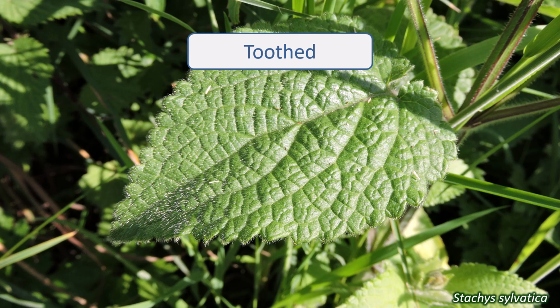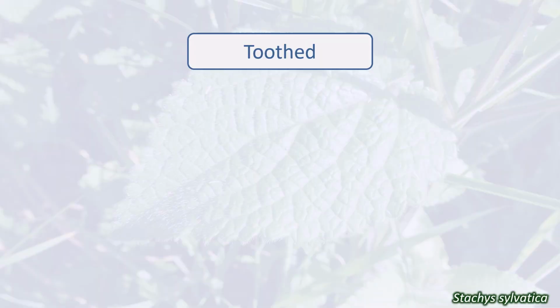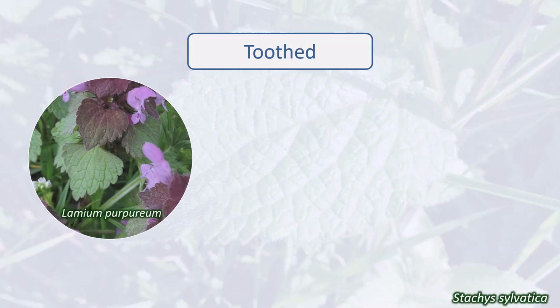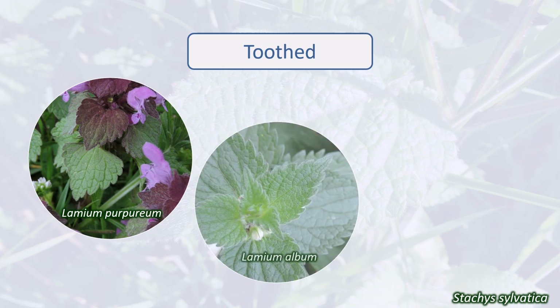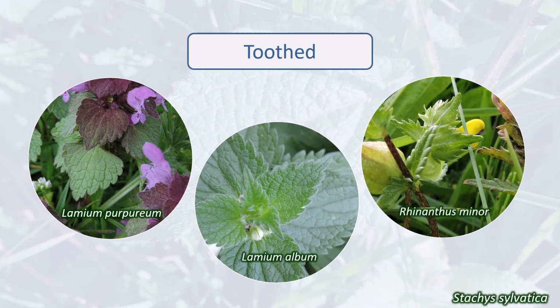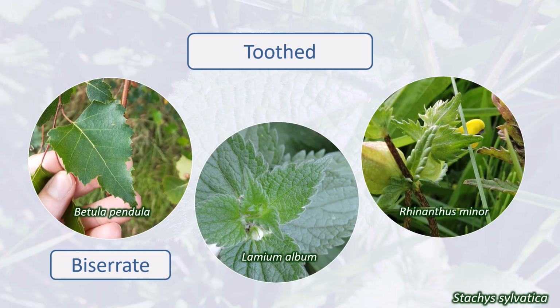A toothed margin is regularly cut inwards to form roughly triangular teeth. These teeth may be blunt or sharp-pointed. Toothed is a somewhat general term, and if you want to go full botanist speak, toothed margins can be divided up into serrate and serrulate, dentate and denticulate, depending on the angle and size of the teeth, and even biserrate, when each tooth is itself toothed.